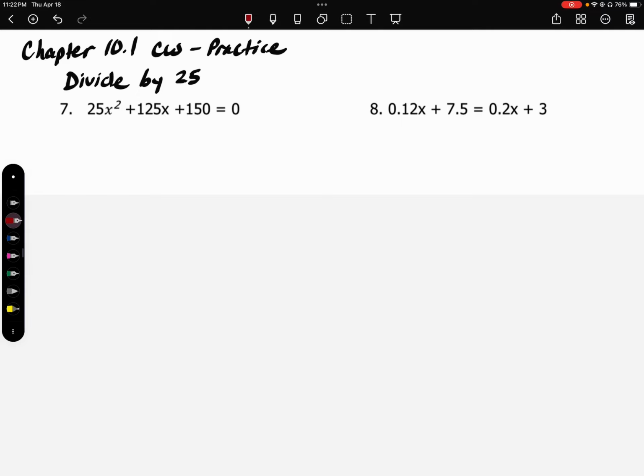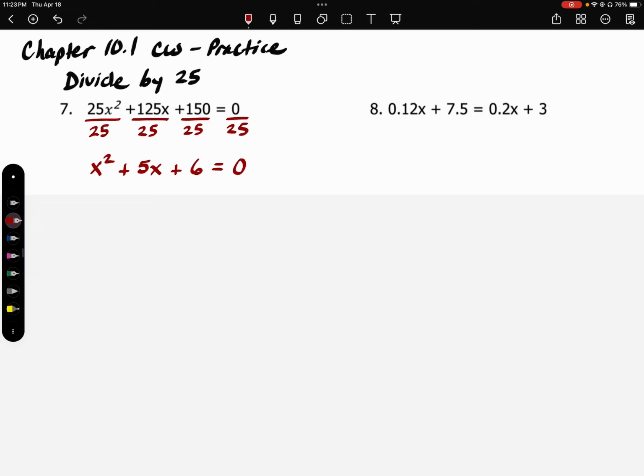So I'm going to divide this by 25, this by 25, this by 25, and that. I know that 25 divided by 25 is going to give me 1. So I have 1x squared plus 125 divided by 25 should give us 5, so we have 5 x's. 150 divided by 25 should give us 6. And then 0 divided by 25 is 0. So that makes all of our numbers much smaller.